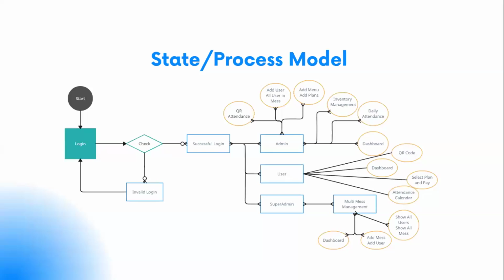This is the mini state or process diagram. You can see the login. We check it, and if it is successful, it is divided through the roles. Admin has QR attendance, user management, menu management, inventory management, daily attendance, and dashboard. User has QR code and dashboard. User can select a plan, and he or she can also check the attendance calendar. Super admin can add mess, delete mess, and access all the other features too.